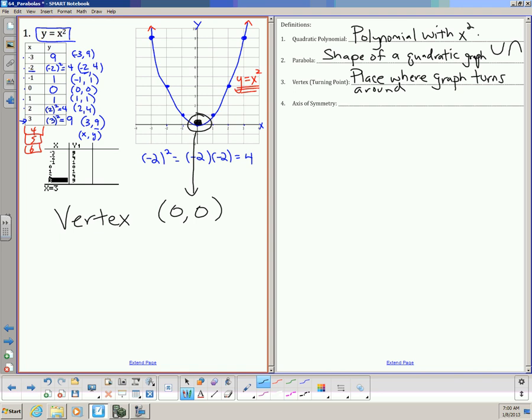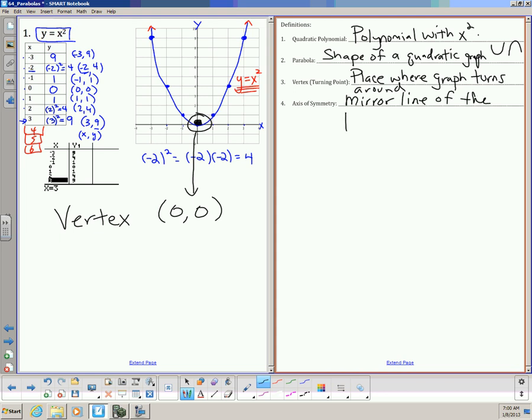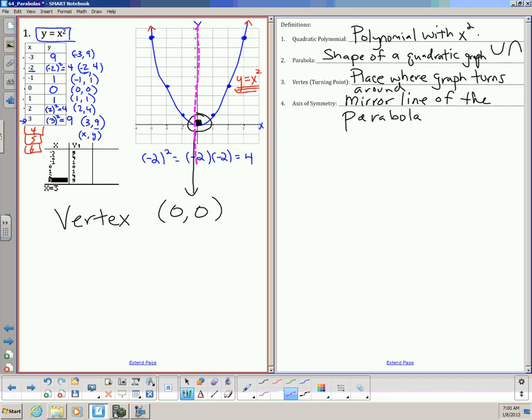The axis of symmetry is the mirror line of the graph, of the parabola. And what I mean by that is if you look at this line right here, it splits the parabola into two equal parts that are mirror images of each other. Okay? And then many times you're asked for the equation of this line. So the equation of this line is interesting. Let's think for a moment.